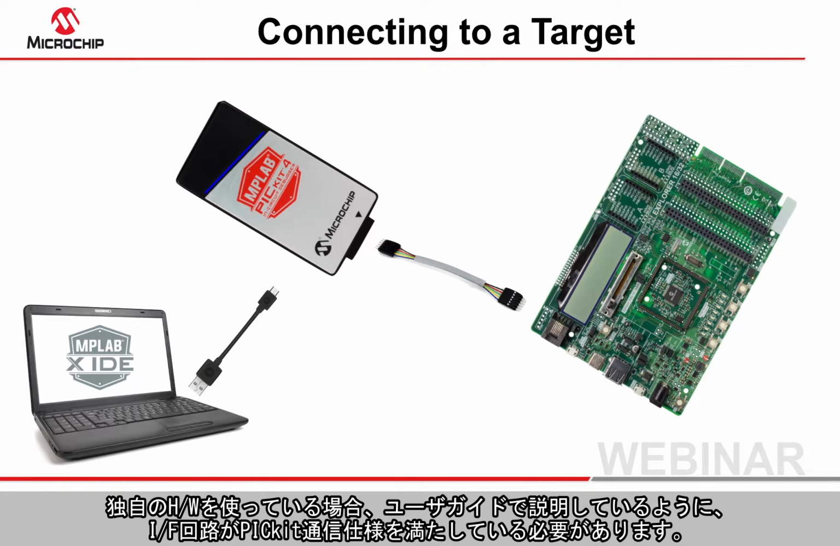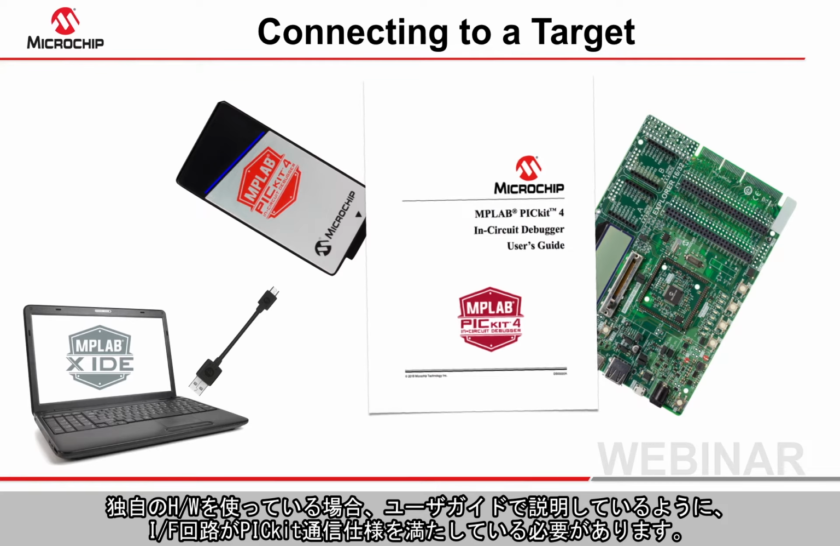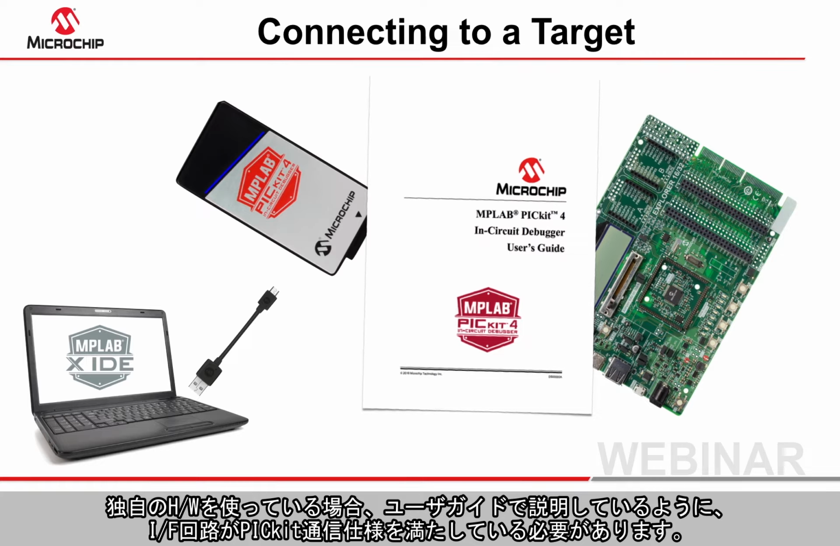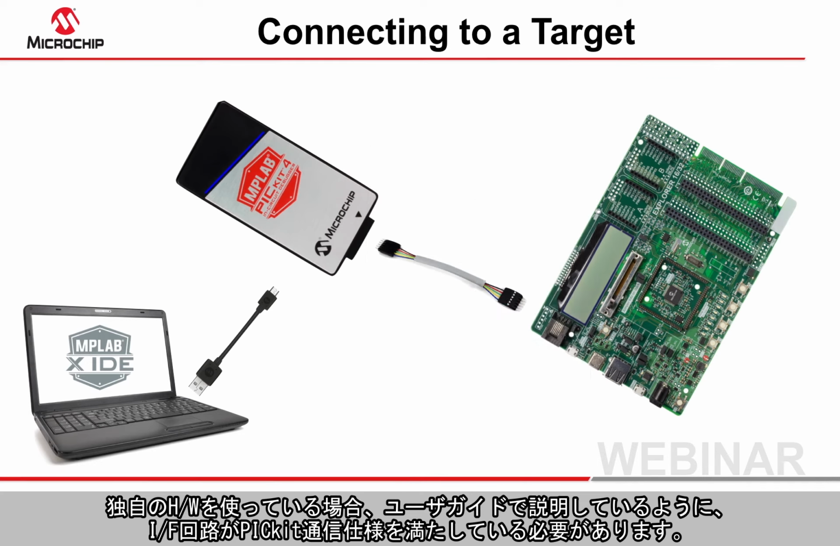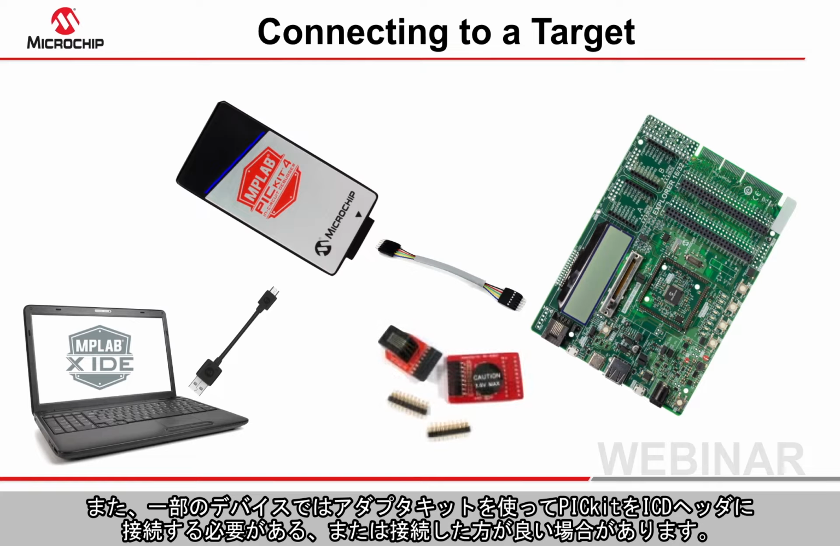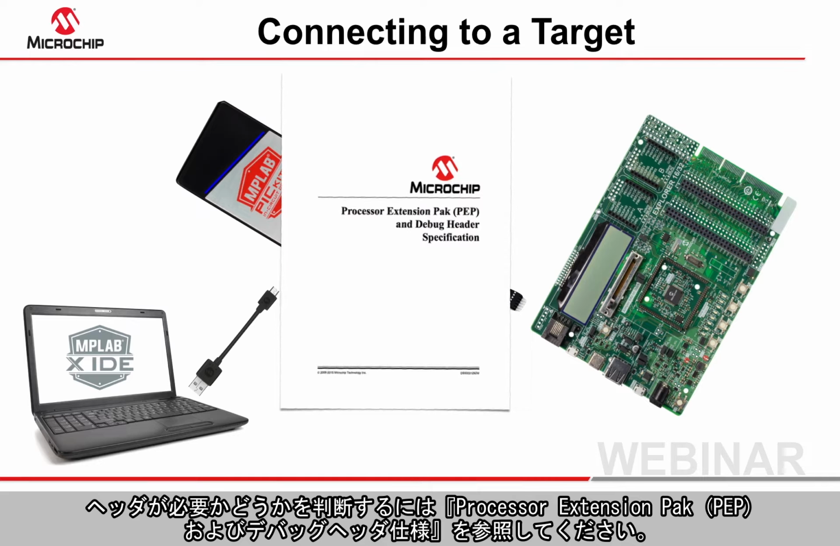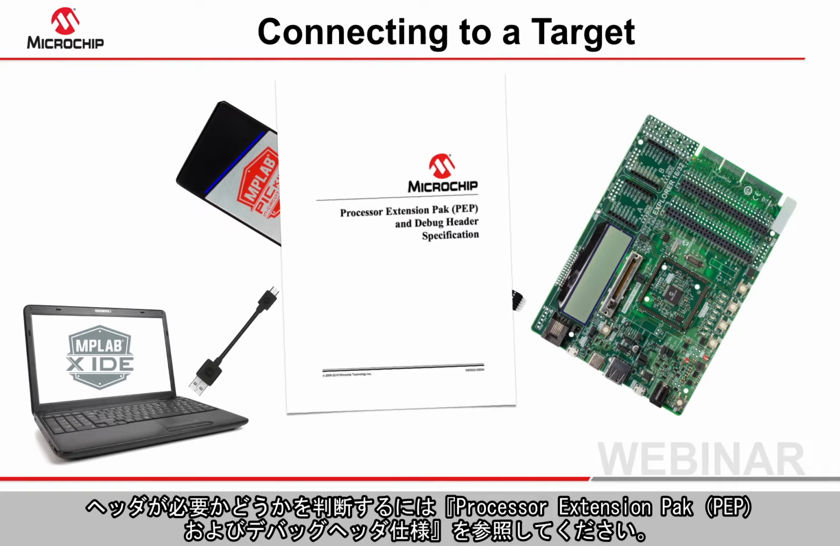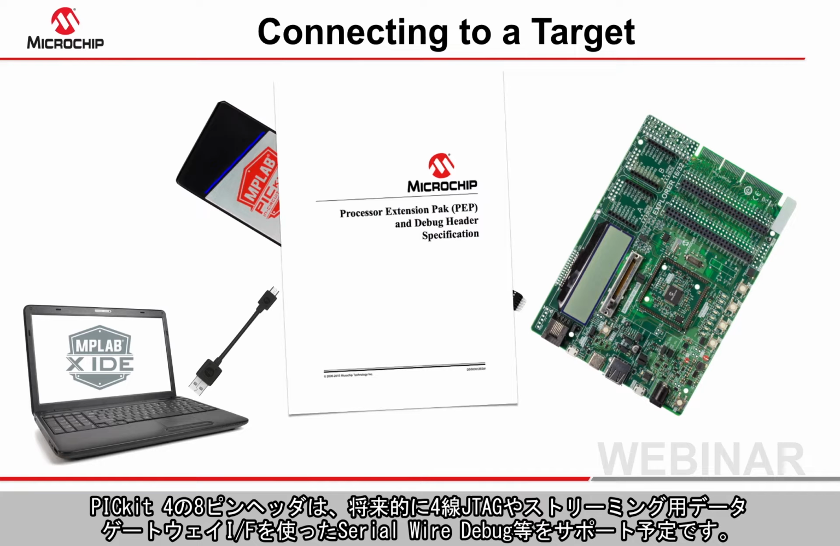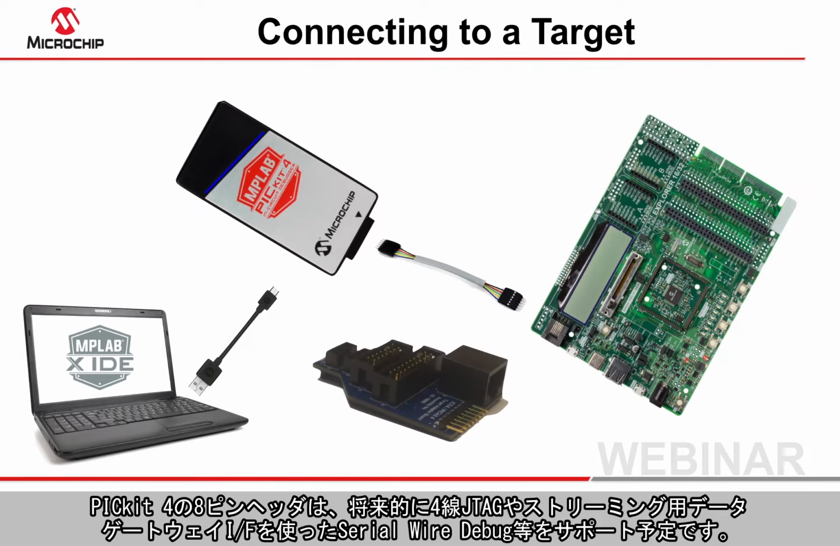If you are using your own hardware, the interface circuitry must meet the PICkit communication specification, as described in the PICkit 4 In-Circuit Debugger User's Guide. Note also that for some devices you might need or might prefer to connect the PICkit to an ICD header via an adapter kit. See the Processor Extension Pack and Debug Header specification to determine if a header is required. The PICkit 4's 8-pin header also allows for future support of advanced interfaces such as 4-wire JTAG and serial wire debug with streaming data gateway interface.